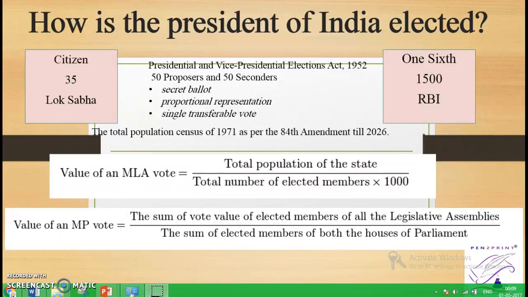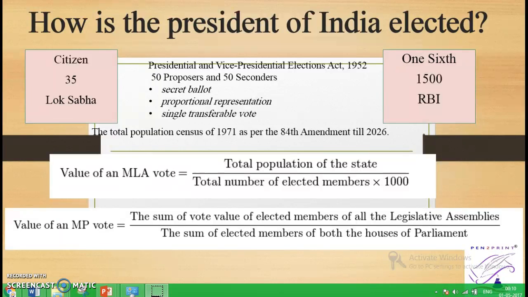The population of the census of 1971 has been kept as the base after the 84th amendment, and it was recommended that this base of population will continue till 2026. Now, what is the value of the MLA vote? The total population of the state divided by the total number of elected members, into 1000. And the value of the MP vote is the sum of the votes of the elected members of all legislative assemblies divided by the sum of the elected members of both Houses of Parliament.